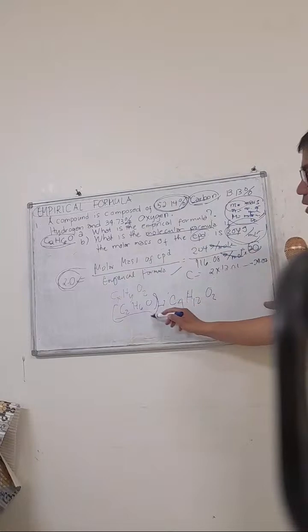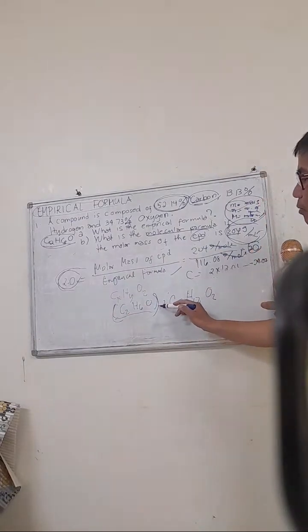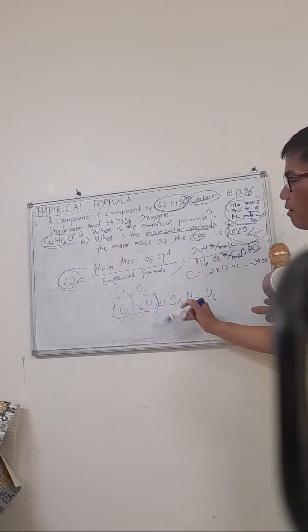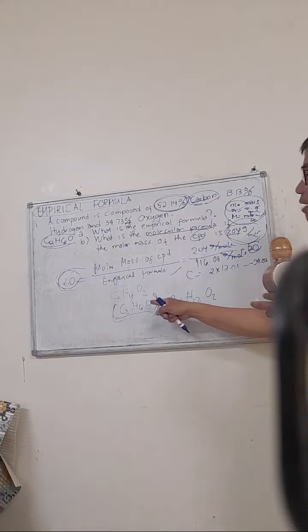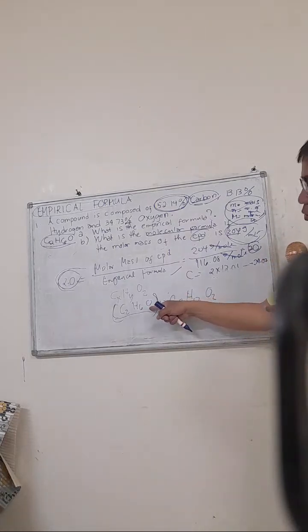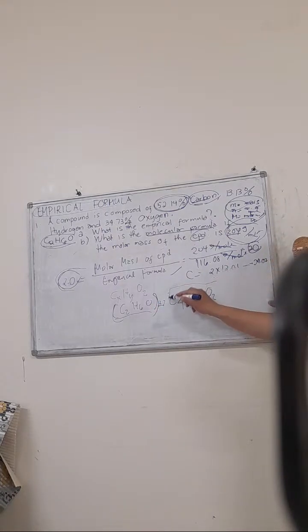Put open and close parentheses and put the number here. Multiply. C4H12O2. Again, 2 times 2 is 4. 2 times 6 is 12. 2 times 1 is 2. So this is now your molecular formula. So in short, your empirical formula and molecular formula are not the same.